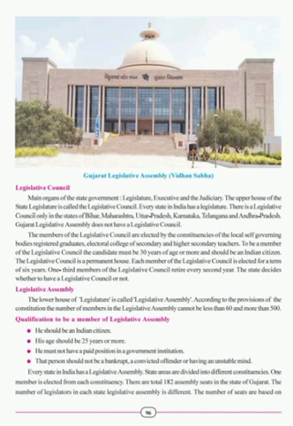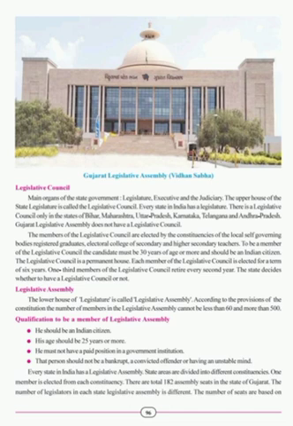Legislative Council. Main organs of the state government, that is legislature, executive, and the judiciary. The upper house of the state legislature is called the Legislative Council. Every state in India has a legislature. There is a legislative council only in the states of Bihar, Maharashtra, Uttar Pradesh, Karnataka, Telangana, and Andhra Pradesh. Gujarat Legislative Assembly does not have a legislative council.